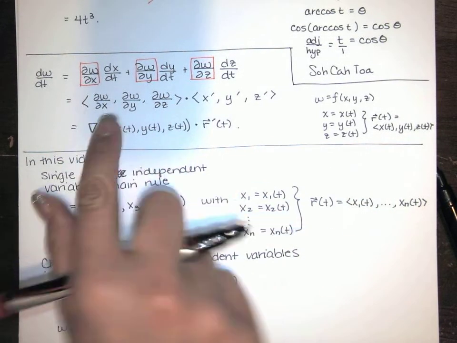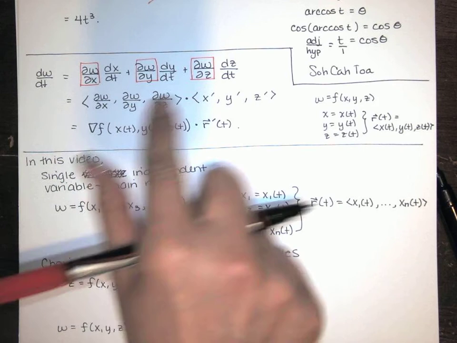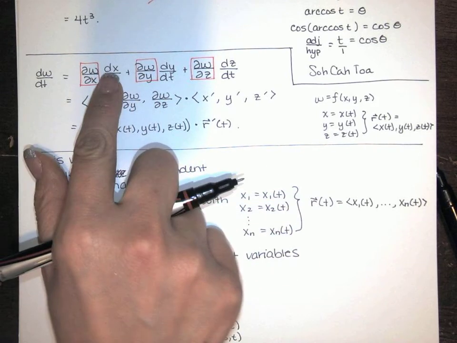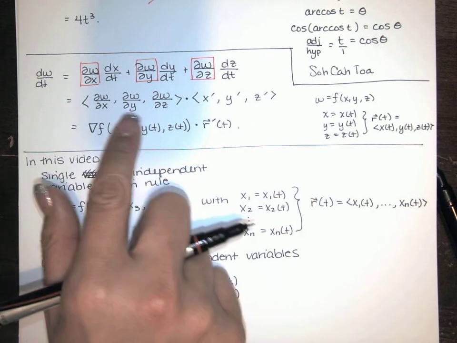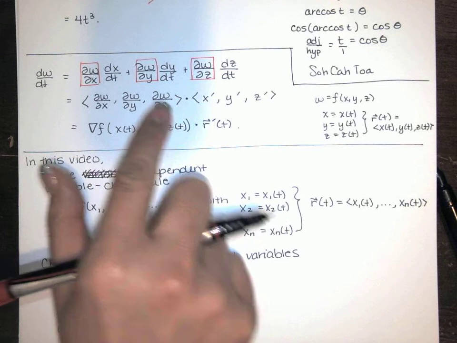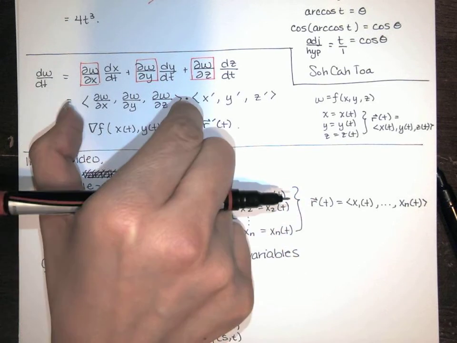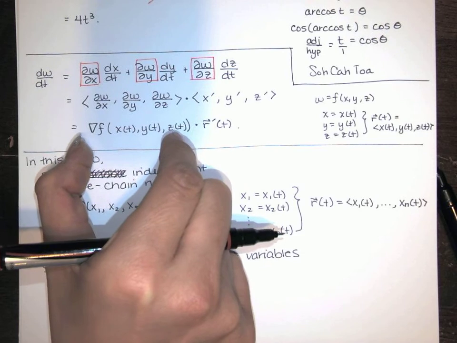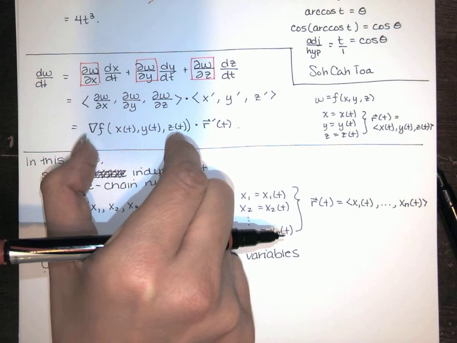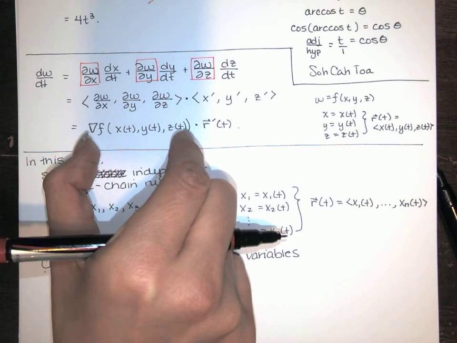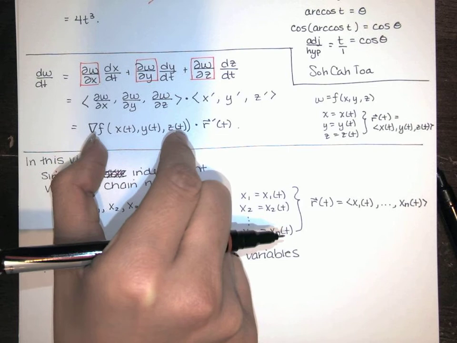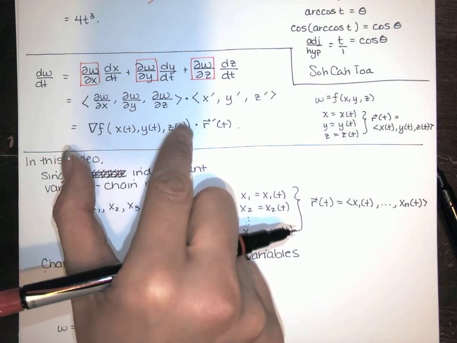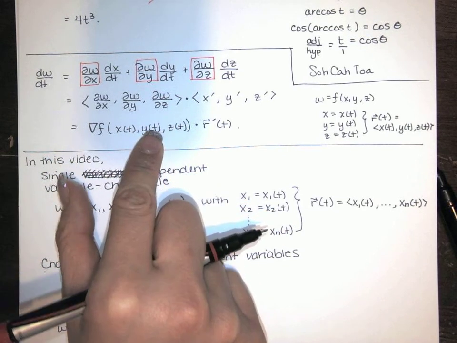So I'm thinking of this as a dot product now. And when I think of it as a dot product, I've got these three guys, and I'm multiplying by these three guys, and then I add. Well, then I see when I put those first three factors together and make them components of a vector, that's the gradient of w, or f, if w is f of x, y, and z. It's the gradient of f, but then we want that evaluated at x of t, y of t, and z of t, so that this is a function of t only.